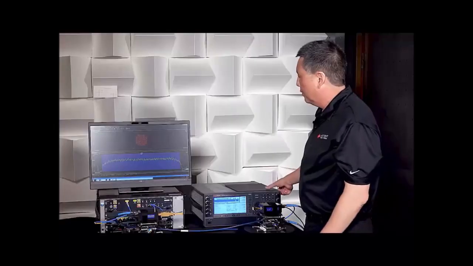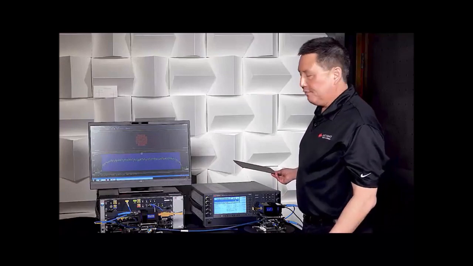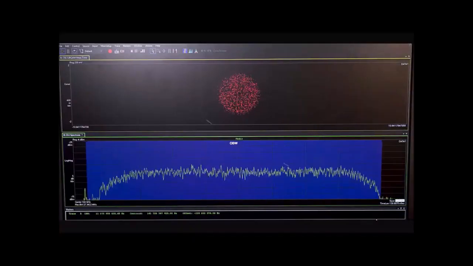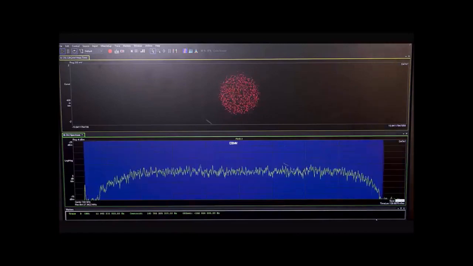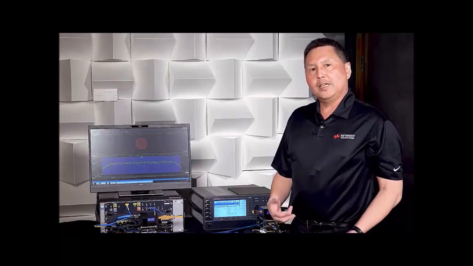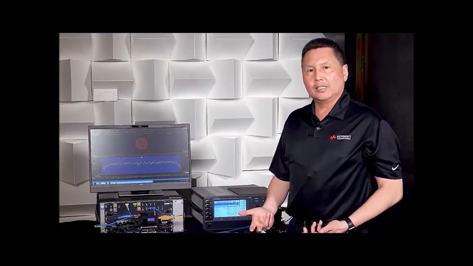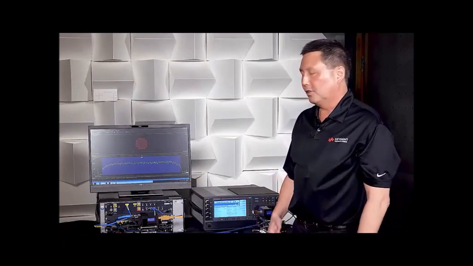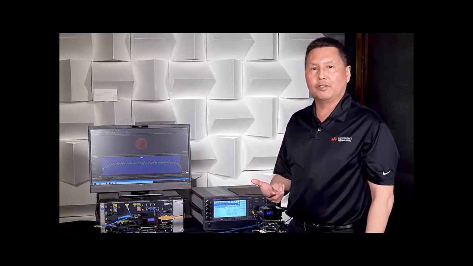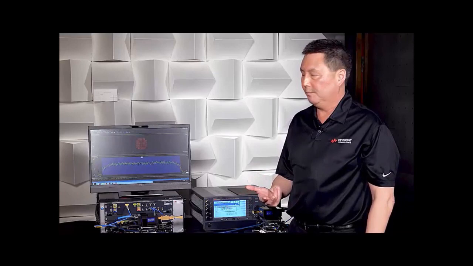Now to show you that this is a live demo, if I insert this between the horn antennas, we can see that the constellation and the spectrum disperse. The waveform is being both generated and analyzed with software using this testbed. So the testbed is inherently very flexible in being able to prototype different candidate waveforms for 6G.